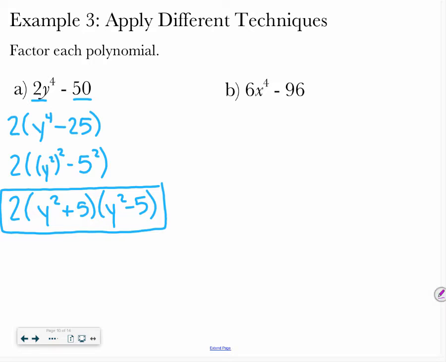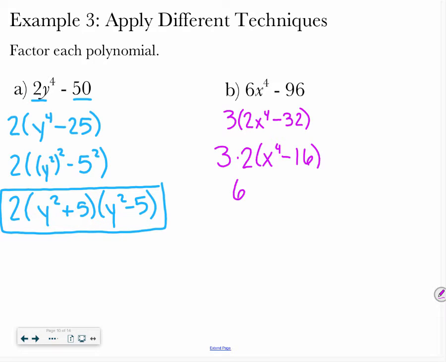Alright, let's take a look at 6x to the fourth minus 96. Okay, so if I look at this, the first thought I have is they have a 3 in common. So what I do is I take out that 3, and I see I have 2x to the fourth minus 32, since 3 goes in there 32 times. But then I realized, 2 and 32 still have a number in common. So you can pull that out as well. So I see they both have a 2, so I can say x to the fourth minus 16.